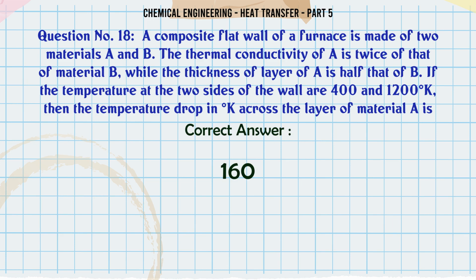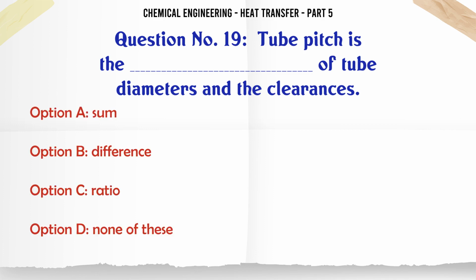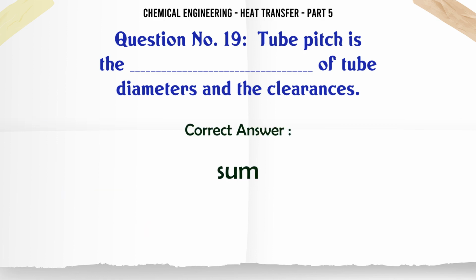160. Tube pitch is the ___ of tube diameters and the clearances. A. Sum. B. Difference. C. Ratio. D. None of these. The correct answer is sum.